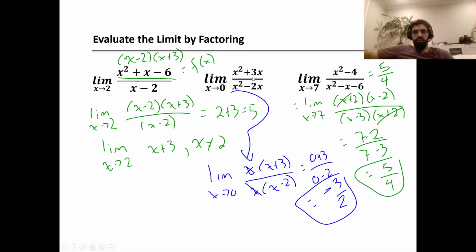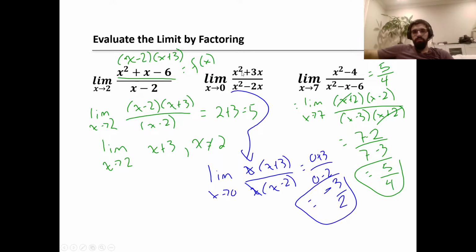Similarly, in the second example, the limit as x approaches 0, if we do direct substitution as it is, we get 0 over 0. That's the indeterminate form. We don't say it equals indeterminate, it doesn't make sense. We just say that is the indeterminate form. And what we're going to do is factor.